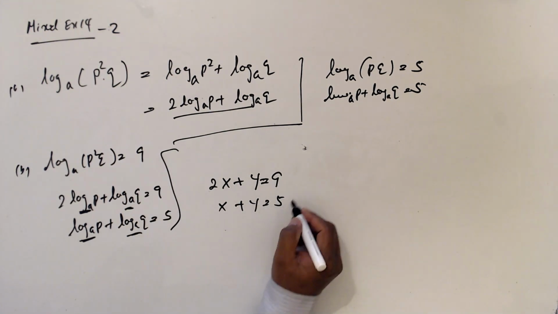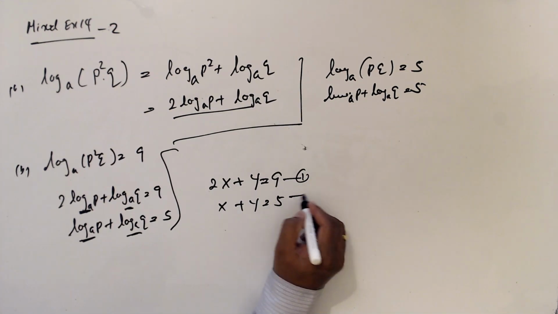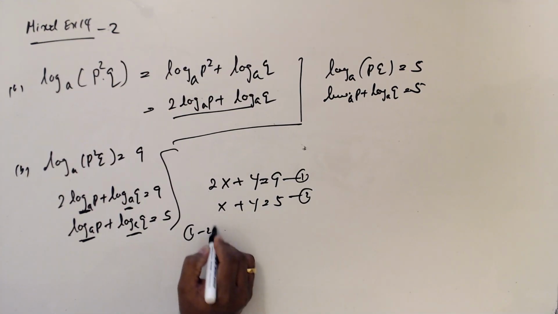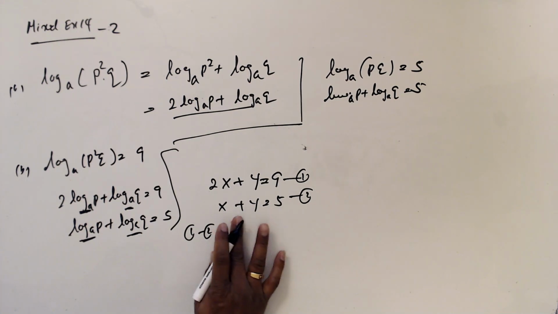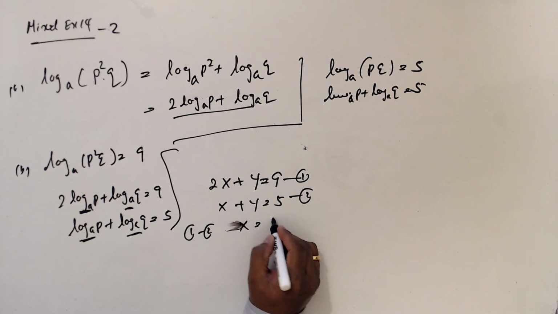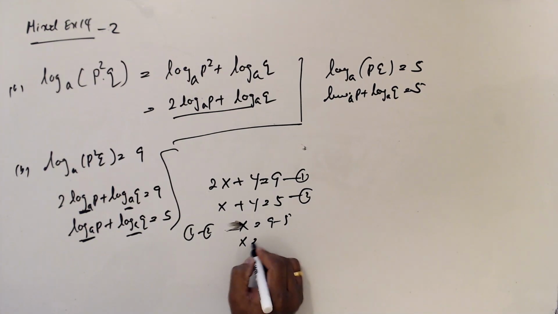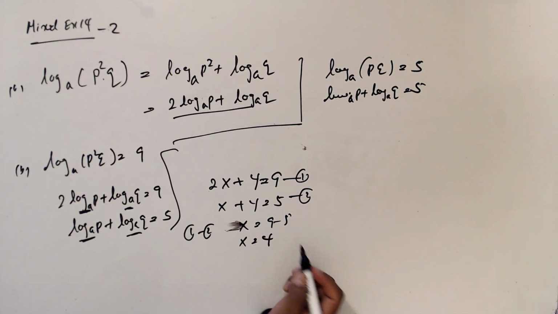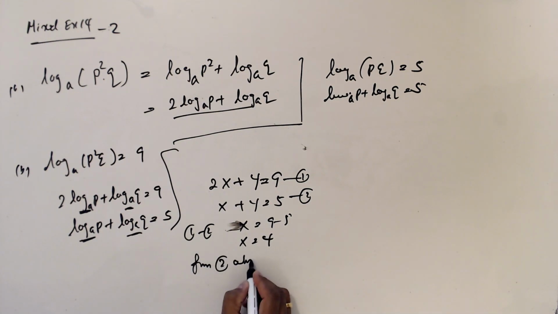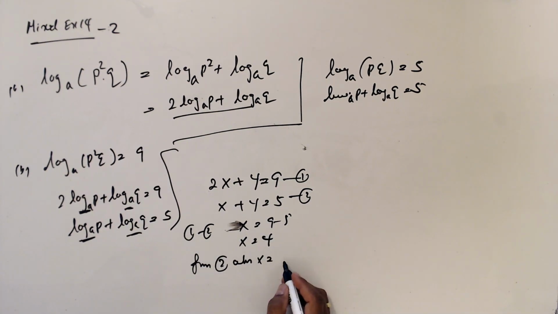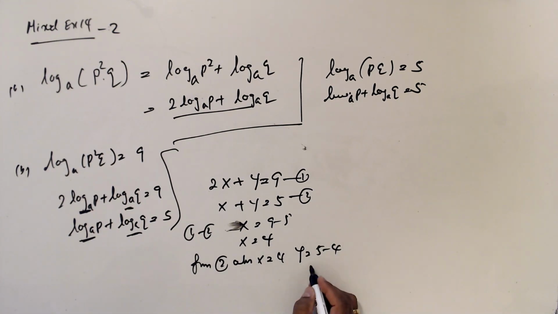When you subtract those two, 1 minus 2, this is going to be x equal 9 minus 5, x equal 4. From 2, when x equal 4, y equal 5 minus 4, y equal 1.